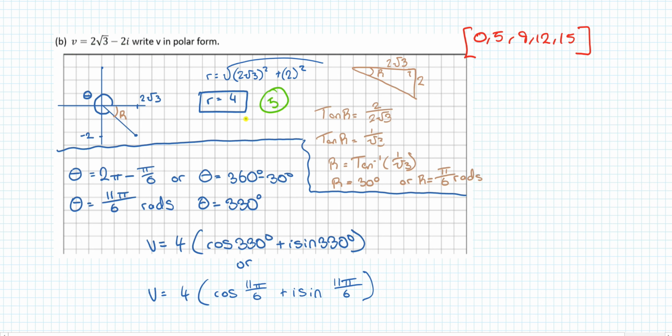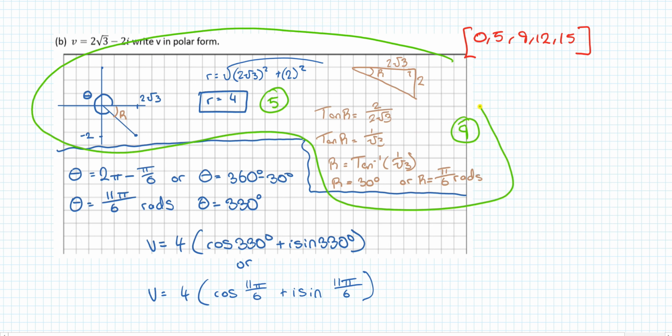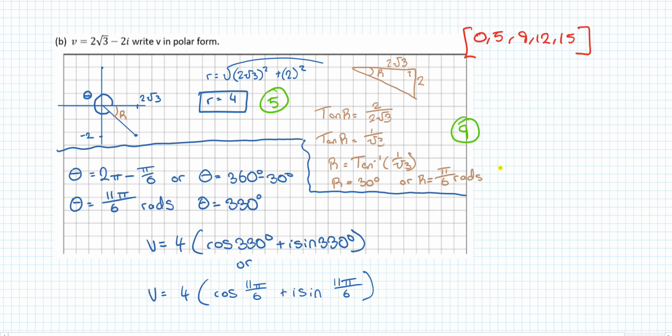I'm going to put the 5 there using the modulus formula. Finding the reference angle would get you 9 marks. So finding all 3 will get you to 9 marks. If you did it in this order, first the diagram, the reference angle, and then went and found the modulus, you'd be getting the 9 marks. So hopefully you get what I mean by all 3. You'd be getting 9 marks for it.